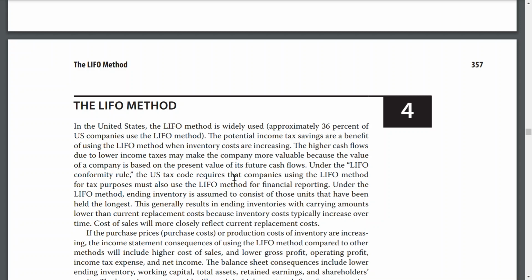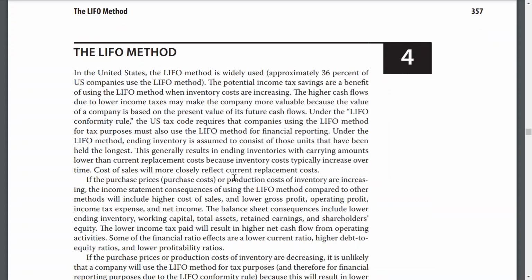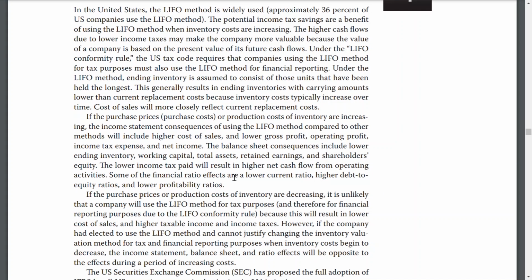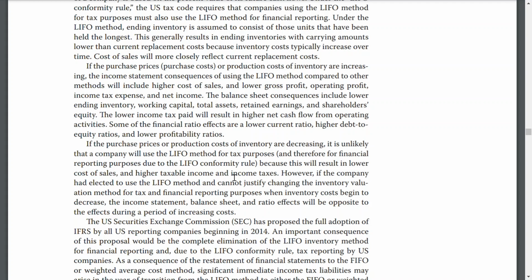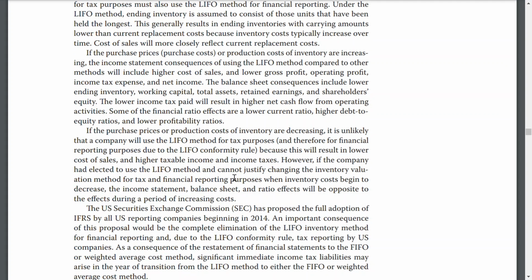Under LIFO conformity rules, the U.S. tax code requires that companies using the LIFO method for tax purposes also use the LIFO method for financial reporting. Under the LIFO method, ending inventory is assumed to consist of those units that have been held the longest. This generally results in ending inventories with carrying amounts lower than the current replacement costs, because inventory cost typically increases over time. Cost of sales would more closely reflect current replacement costs.